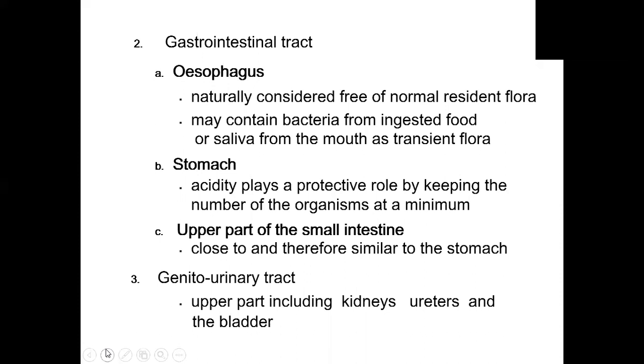Then the upper part of the small intestine, this is in close proximity to the stomach, and the contents are more or less like what one has in the stomach. And then genitourinary tract, the upper part, that is the kidney, the ureters, and the bladder, they are free of normal flora. The bladder might get some transient flora by upward mobility, but naturally it's free of resident flora.